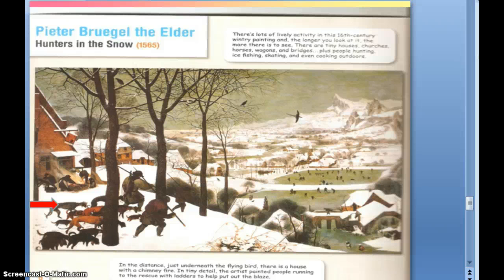There's lots of lively activity in this 16th century wintry painting, and the longer you look at it, the more there is to see. There are tiny houses, churches, horses, wagons, and bridges, plus people hunting, ice fishing, skating, and even cooking outdoors. In the distance, at the bottom of the page, just underneath the flying bird, there is a house with a chimney fire. In tiny detail, the artist painted people running in to the rescue with ladders to help put out the blaze.